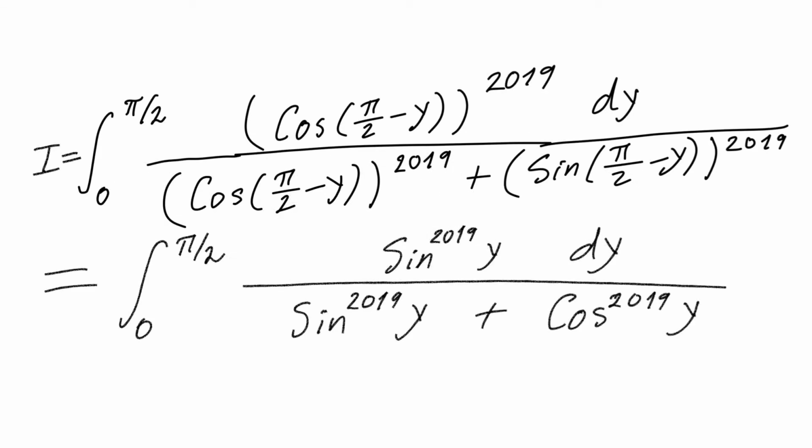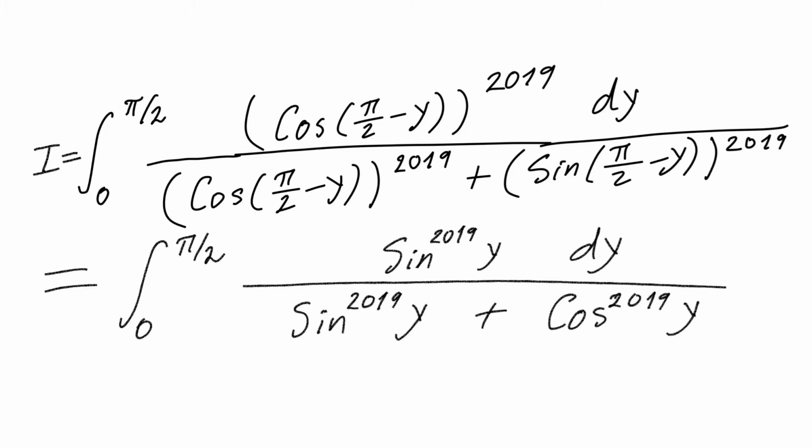So here I put what was the previous expression for I, and after this we remember that in the part where we put substitution, it was the two properties for cosine and sine of pi divided by 2 minus x. It's the same here. Instead of x, just put y, and it works the same. So the numerator becomes from cosine of pi divided by 2 minus y to sine of y. The power is 2019.